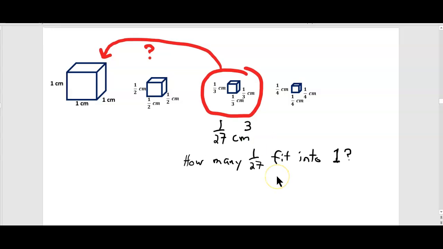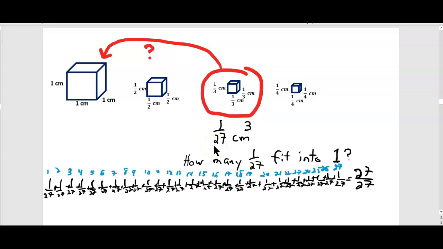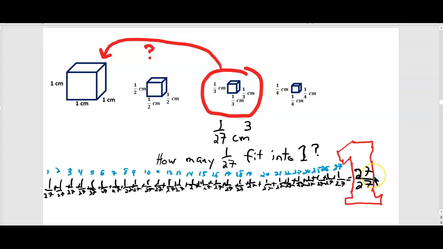That means that this, well, what does that mean? This is called a 1/27th cube. This is called a 1 cubic centimeter. This is a 1/27th cubic centimeter. How many of these 1/27ths fit into one of these? Well, you could kind of add them up until you get to 27 of them. 1/27 all the way to 27/27ths equals 1.